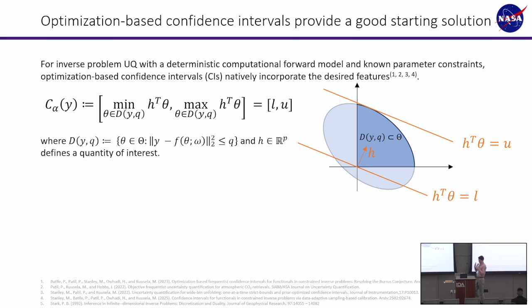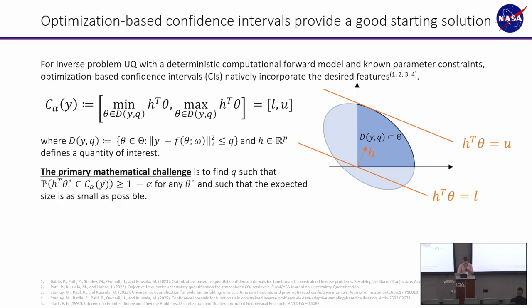And then if you give me a quantity of interest, this can be some linear functional of our parameters. It could be some other function entirely. The idea is that we simply minimize and maximize our quantity of interest over that feasible set, which again is a function of our data. So this is great because we can now basically port our uncertainty quantification task to optimization, which is computationally native. It's very well developed. So this has a lot of advantages.